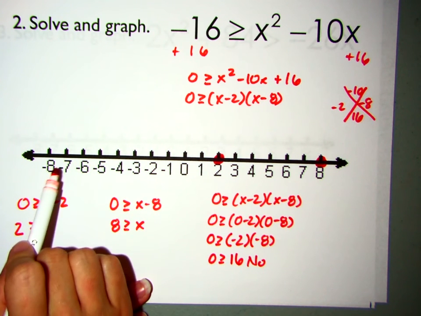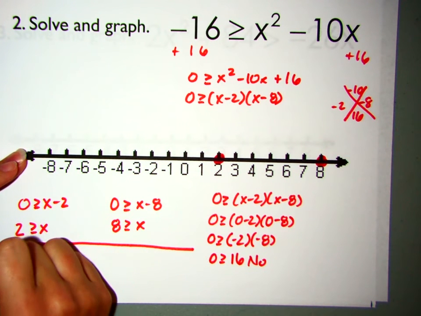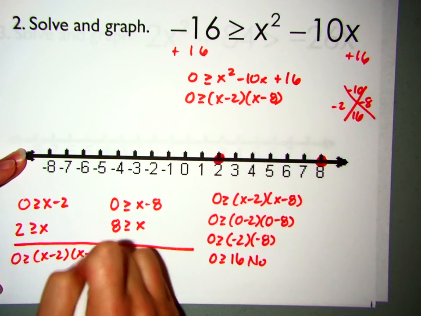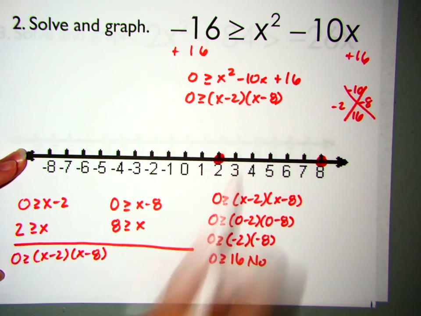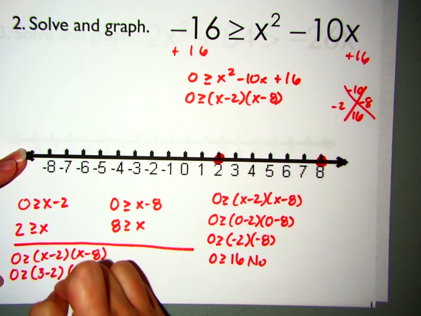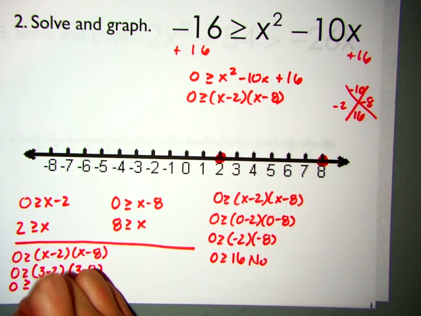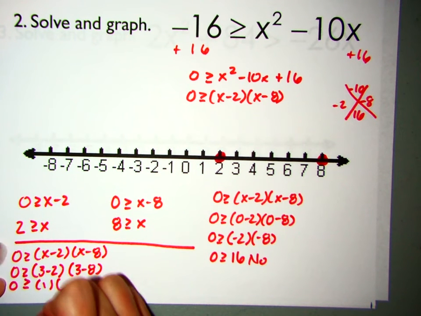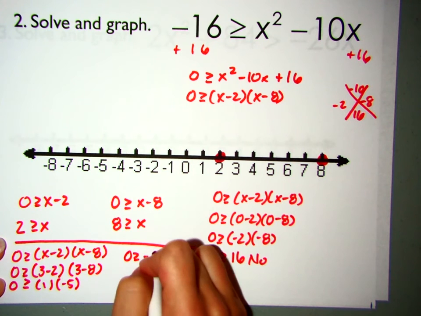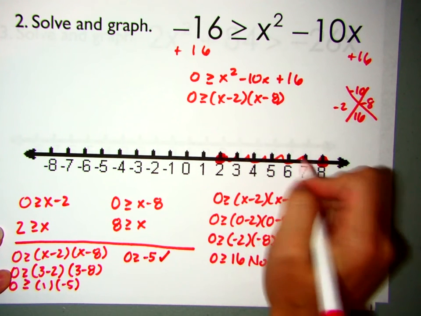We're only going to shade what's true. Let's check another one. I'm running out of room, so I'm going to check the next one here. 0 is greater than or equal to x minus 2 times x minus 8. Let's try the number 3. 0 is greater than or equal to 3 minus 2 times 3 minus 8. This would clean up to be 0 is greater than or equal to 1 times negative 5. So that is telling me 0 is greater than or equal to negative 5 when I multiply those together. Is that true? Yes. So we'll be shading here in the middle.